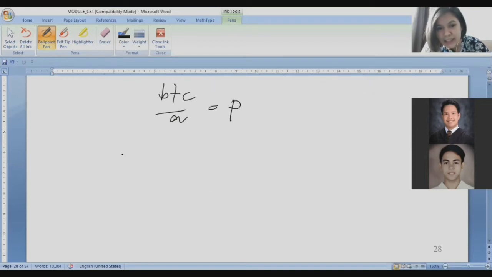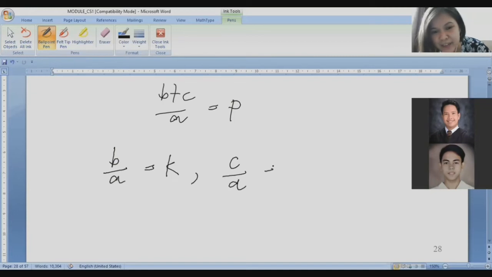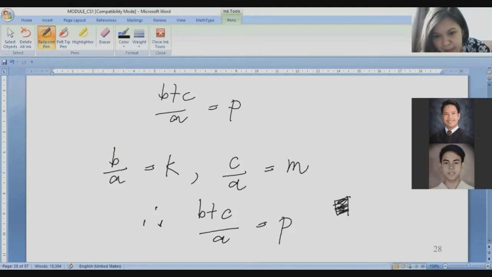O, parang ang sinabi ko kanina, class, B divided by A is equal to K, at meron kang C divided by A is equal to M. Therefore, B plus C over A is equal to P. Proven by direct proof. Final answer.